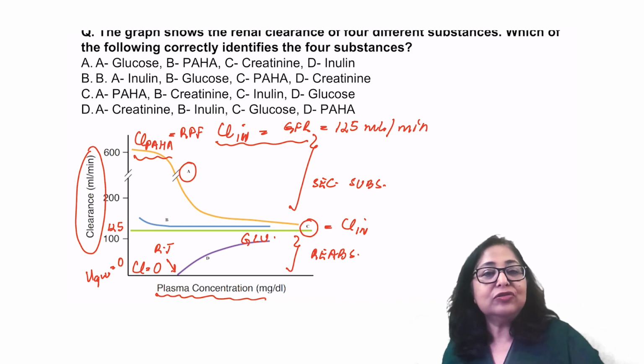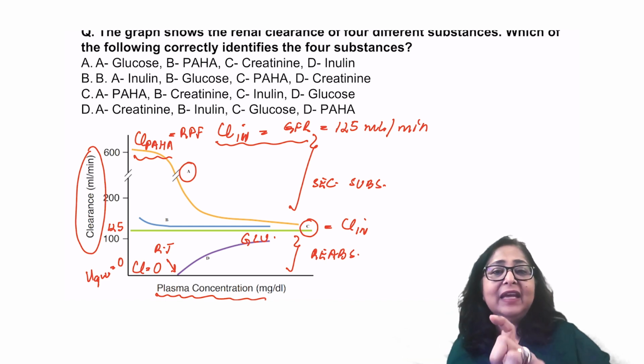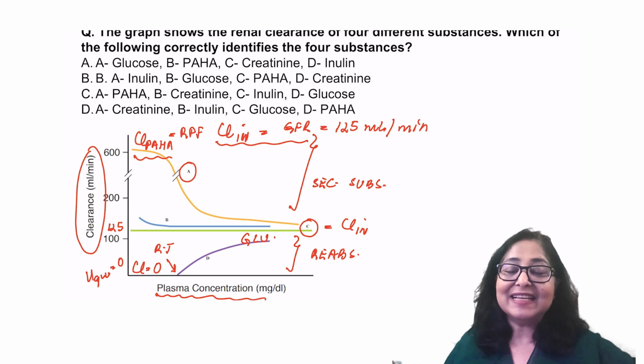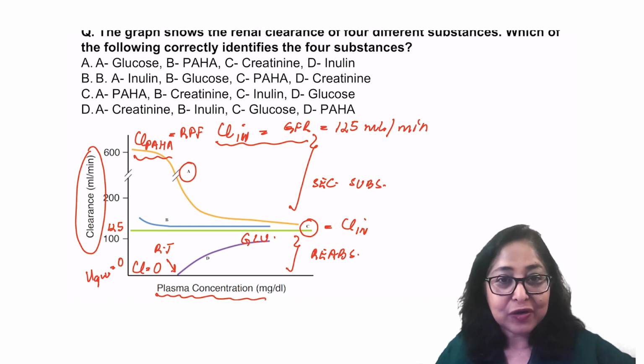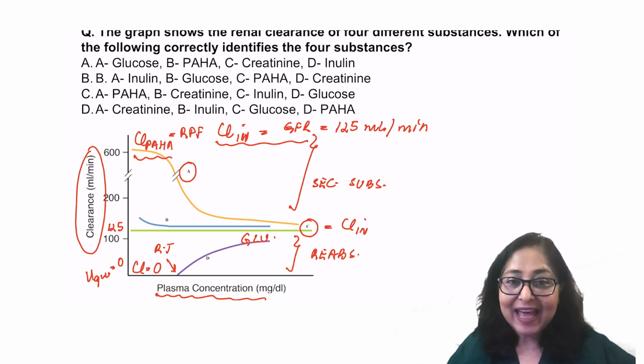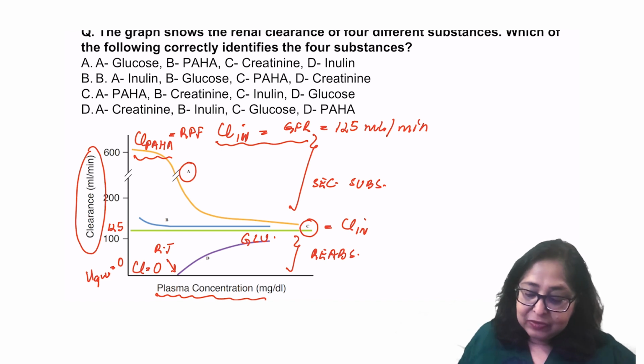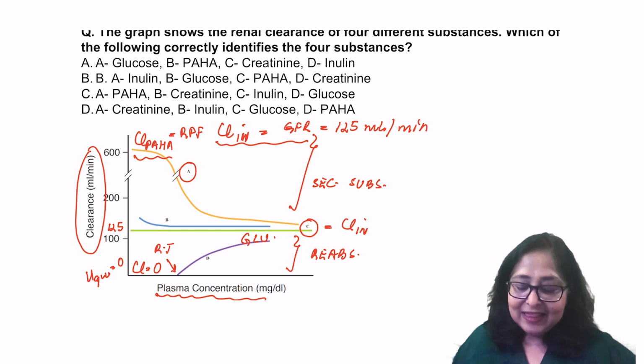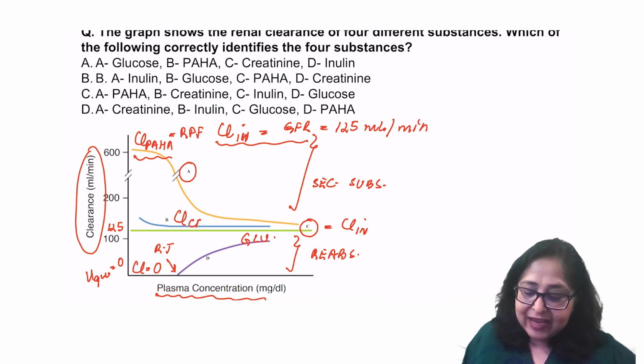When the plasma concentration of para-aminohippuric acid increases, there is a partial, incomplete secretion of para-aminohippuric acid, which starts reducing the clearance. But as you can see, the clearance is always more than the clearance of inulin because at least there will be some secretion of para-aminohippuric acid. If you look at B, this has a clearance almost equal to the clearance of inulin, but slightly more. This is the clearance of creatinine.